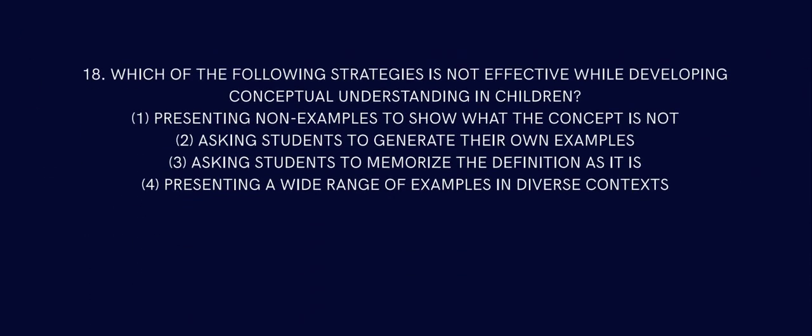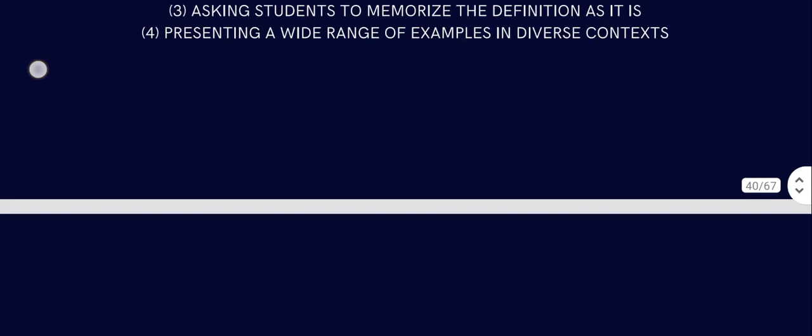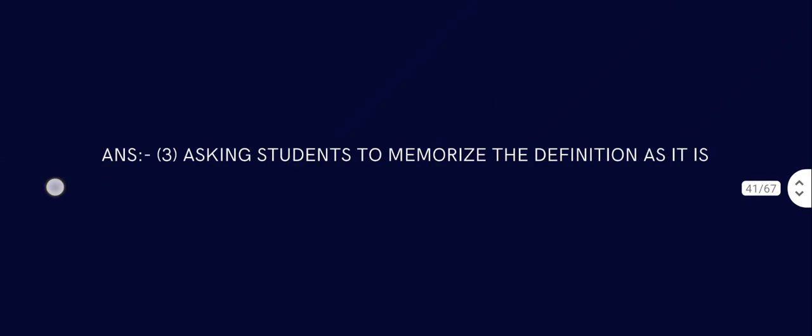Question number 18. Which of the following strategies is not effective while developing conceptual understanding in children? Option 1. Presenting non-example to show what the concept is not. Not really. Asking student to generate their own example. Not effective while developing conceptual understanding? So the question asks not effective. So which one is not effective? Asking student to memorize the definition as it is. So that is the most non-effective. So the answer should be 3. Asking student to memorize the definition as it is.